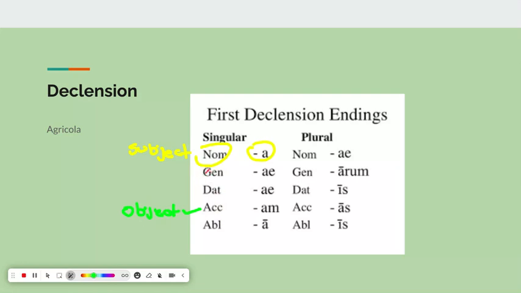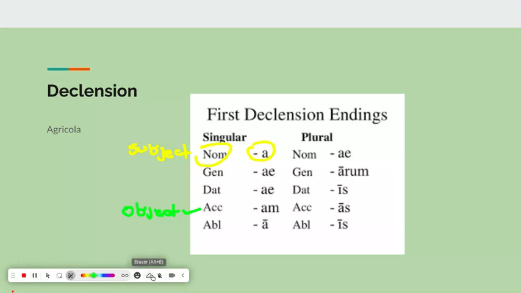The genitive is the possessive case, G-E-N there, genitive. The dative case is the indirect object. So if you gave the girl an apple, the apple's the object, but the girl will be in the indirect object. And the to, from, with case is the ablative case, which we'll talk about in other videos.